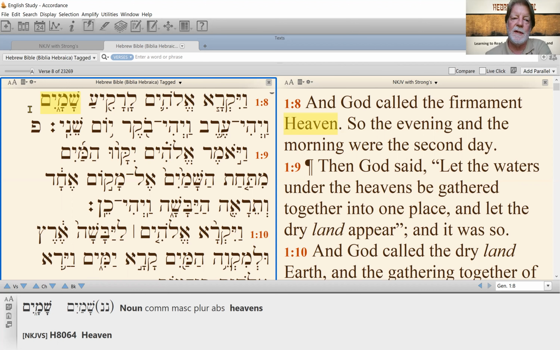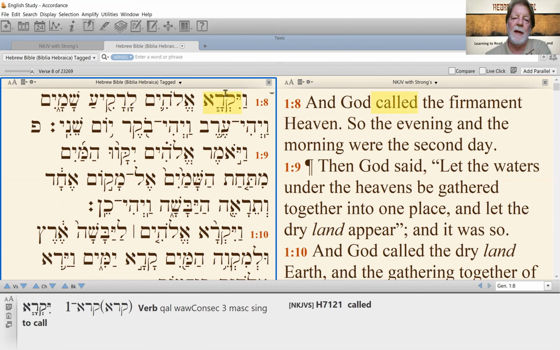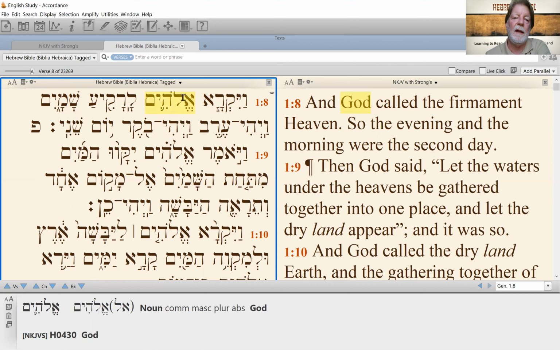Okay, let's go ahead and continue with verse 8. Vayikra, and called Elohim, God called la Rakia. He called, in other words, he attached a label or a name to the Rakia, the firmament, and the name was Shamayim. Shamayim. This is the word heavens.